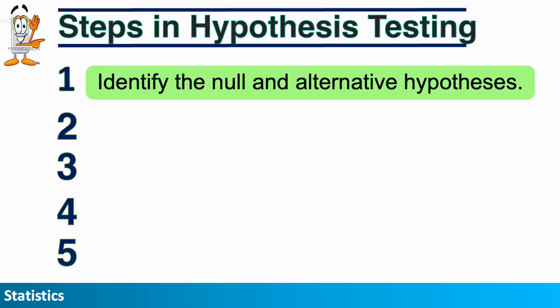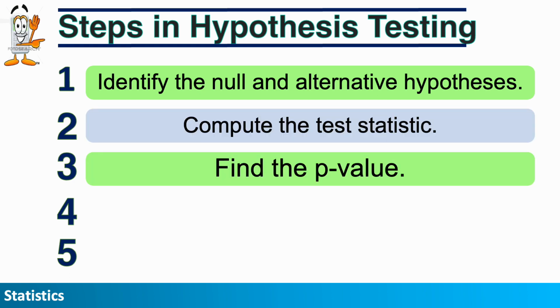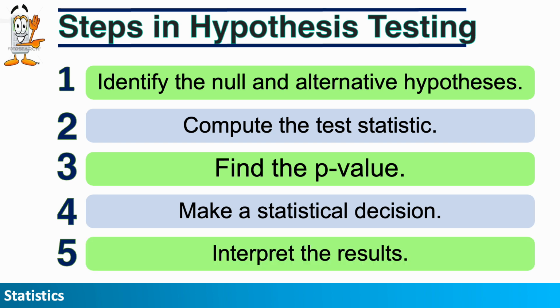The steps are: you identify the null and alternative hypothesis as a review before we continue. Second is we compute the test statistic. We find the p-value, and then using the p-value rule, we make a statistical decision. If the p is less than or equal to alpha, then we reject the null hypothesis. If it's greater than the alpha, then we do not reject the null hypothesis.